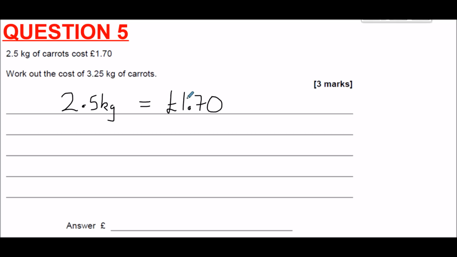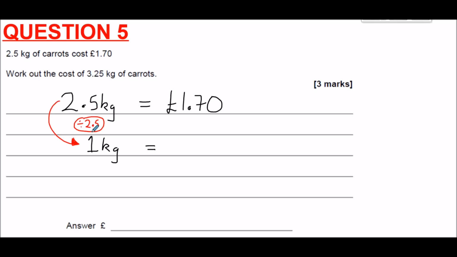There's a few ways of doing it, but I think the easiest way I'd suggest is to find the cost of just 1 kilogram. Once you know the cost of 1 kilogram, we can just multiply that by whatever we need. The question now is, to go from 2.5 kilos down to just 1 kilo, what can I divide by? Well, any number divided by itself gives us 1. And so what we need to do is divide the weight of carrots by 2.5.